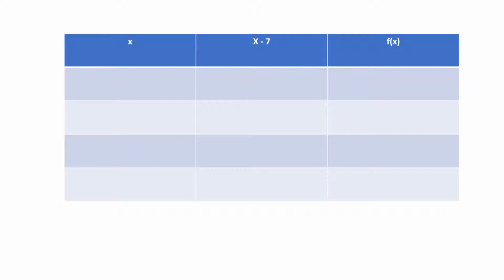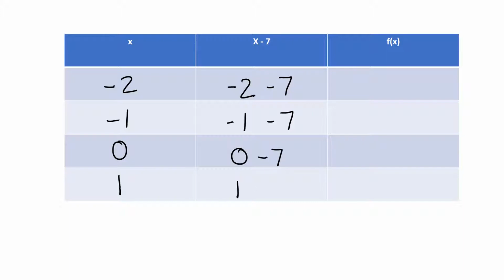Again, another blank frame, so we fill it in with -2, -1, 0, and 1. For this problem, it's simply x minus 7, so we plug in our value, -2 minus 7, -1 minus 7, 0 minus 7, 1 minus 7. You can solve it, you can type it in the calculator, whichever is easier for you. -2 minus 7 is -9, -1 minus 7 is -8, 0 minus 7 is -7, 1 minus 7 is -6.